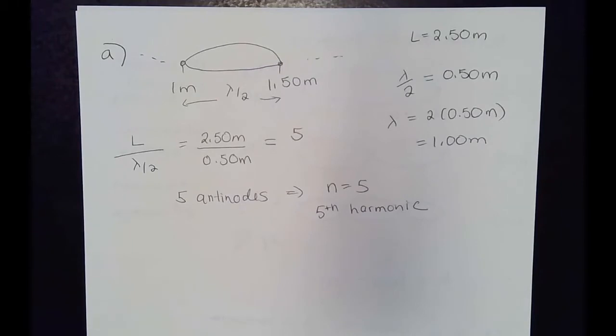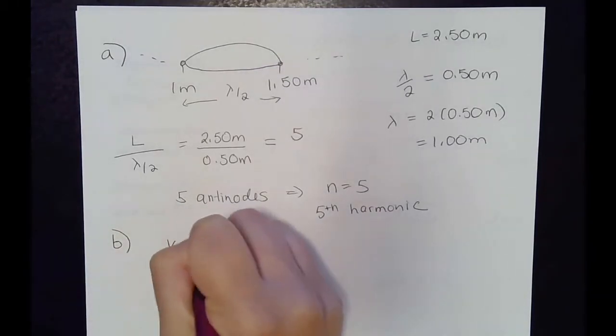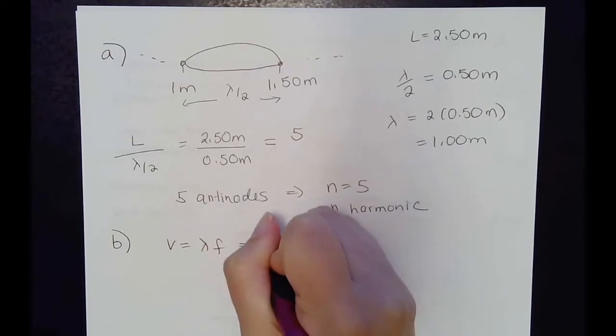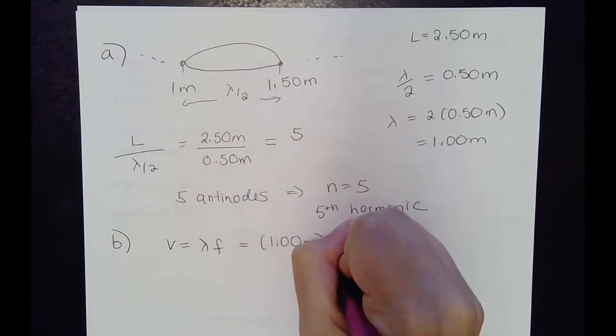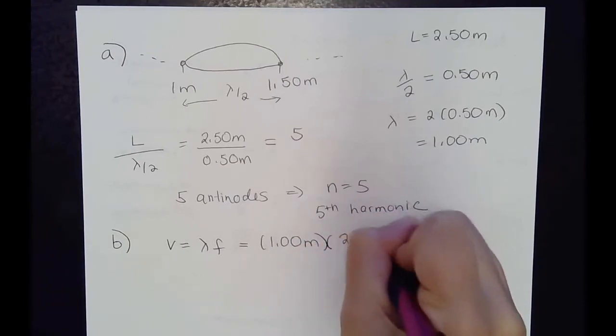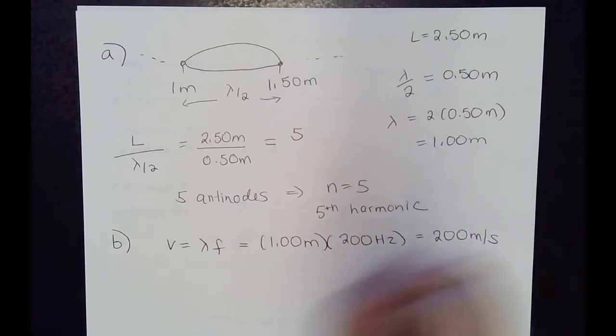Okay, and then with that we can find the speed of the waves on the string just doing v equals lambda f. So that's 1 meter for the wavelength times the frequency, 200 Hertz. So 200 meters per second.